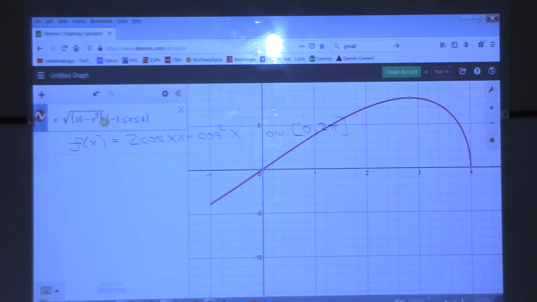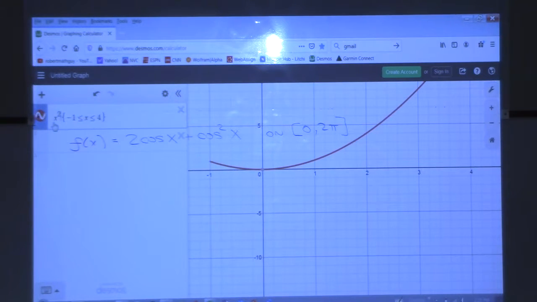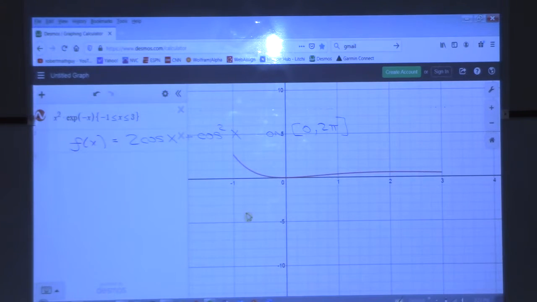So the previous one was, what was it? X squared times e to the -x. There it is. And we were on the interval -1, 3. Okay, so there's the graph right there. So we found the max to be at -1, e, which is this point. That's -1, e. And we found the minimum to be at 0, 0, right there. Do you all agree that that is correct? Looks good, right?